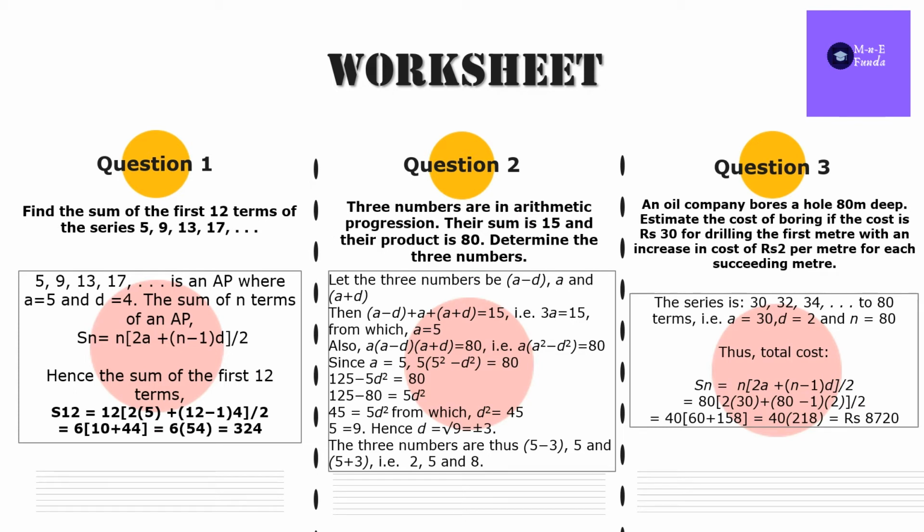Now we'll build the second equation, that is the product of the three numbers is 80. So a minus d, a, and a plus d equal to 80. Substituting the value of a here, we'll get the value of d. So the three numbers are 5 minus 3, 5 and 5 plus 3, that is 2, 5 and 8.